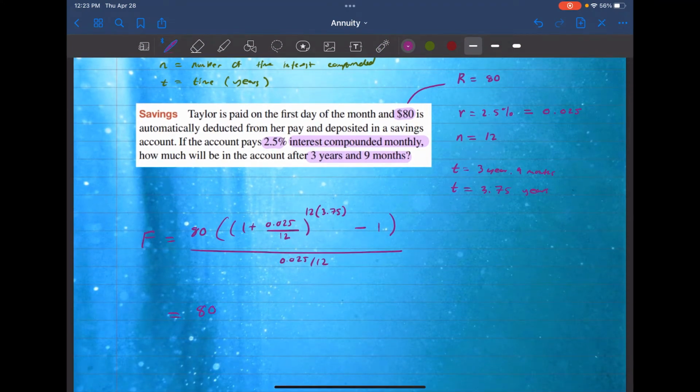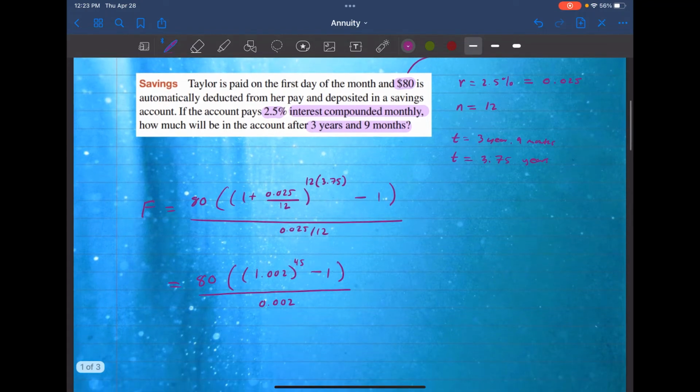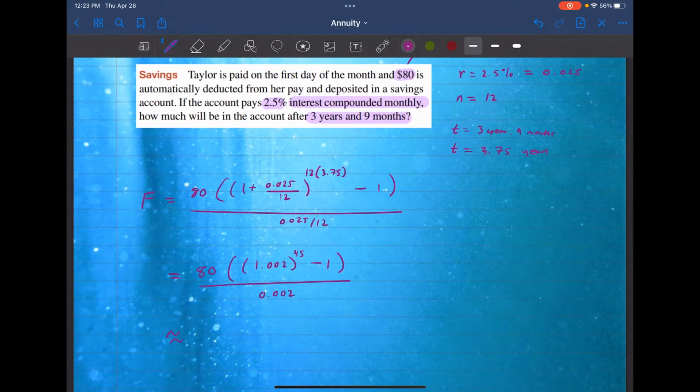So this is going to be 80 times, so 0.025 over 12, that's about 0.002. So you'll have 1 plus that, so that's 1.002 to the power 12 times 3.75, that's about 45. And we subtract 1 from it, all over 0.002. So that's 0.025 over 12. And then if you put this in your calculator carefully, you'll get about $3,777.44. So that's how much money Taylor would have in the account after 3 years and 9 months.